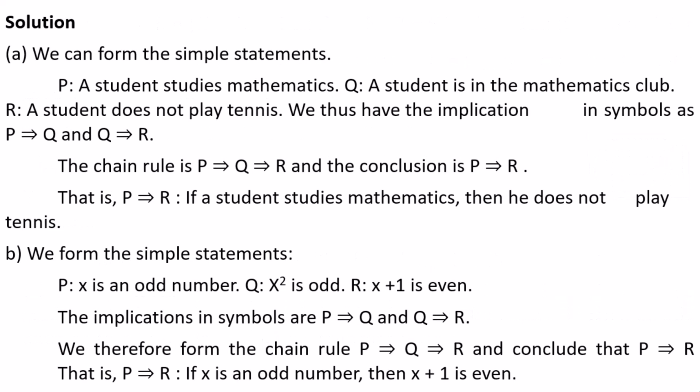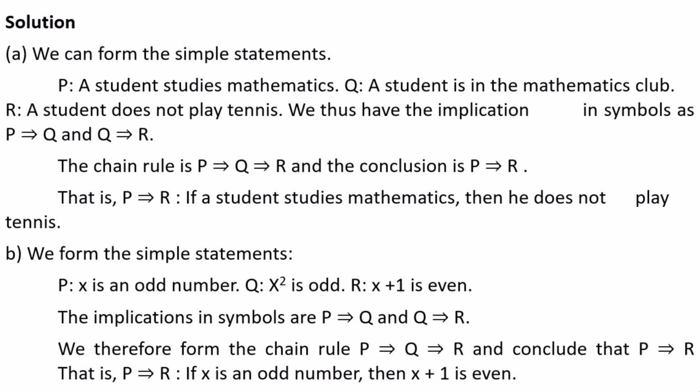So we can form simple statements. P: a student studies mathematics. Q: a student is in the mathematics club. R: a student does not play tennis. So we can conclude by saying that the chain rule will look like this: P implies Q, Q implies R, and the conclusion is that P implies R. That is, if a student studies mathematics, then he does not play tennis.